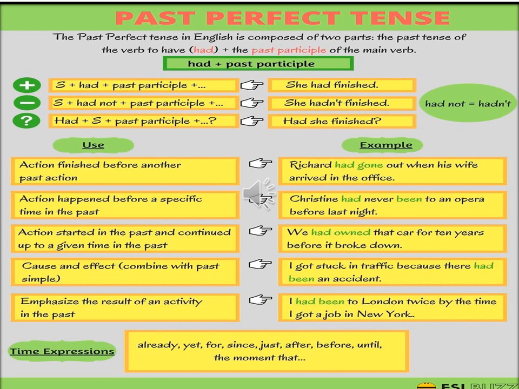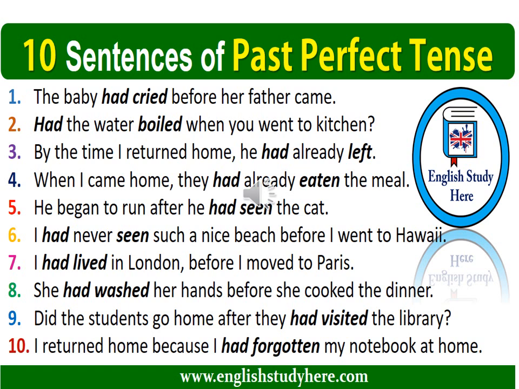Children, please note that whenever we use past perfect tense, usually there is a reference to time by using the words like already, yet, for, since, just, before, after, until, the moment, etc. In this slide, there are various examples of sentences of past perfect tense. Kindly go through these examples for your better understanding.